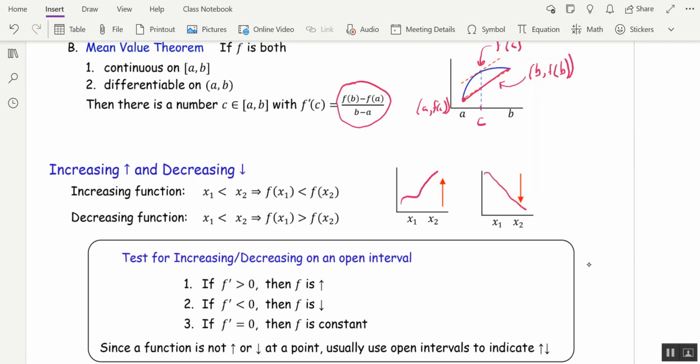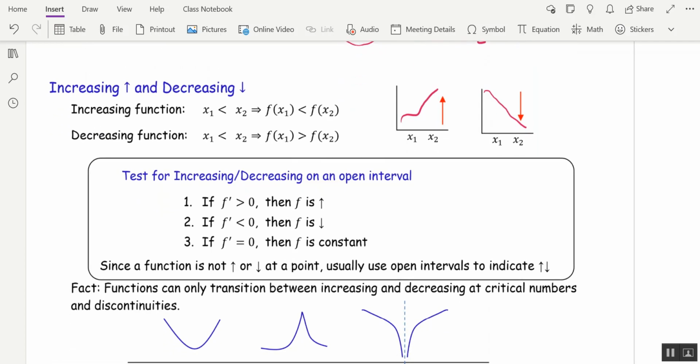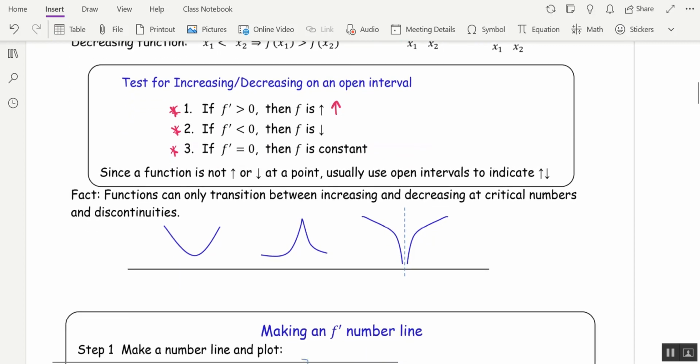Very simple, but we have a test for that using derivatives, and this is it. If the first derivative is positive, then you've got an increasing function, and my notation for increasing is this up arrow. It's not universal though, it's just shorthand that I use. If the first derivative is negative, then f is decreasing, and if it's identically equal to 0, then f is constant. Now, functions can only change between increasing and decreasing at certain places, and these are those places.